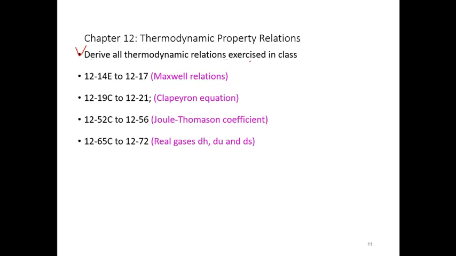So that's the end of chapter 12 as well. For the coming quiz and assignment session, please derive all the thermodynamic relations that we exercised in the class. For numerical problems related to Maxwell relations, please attempt problems 12-14E to 12-17. Similarly, for the Clapeyron equation, 12-19C to 12-21. For the Joule-Thomson coefficient, please practice 12-52C to 12-56. And for real gases, calculating dH, dU, and dS, please practice 12-65C to 12-72. Right, so that's the end of this class.